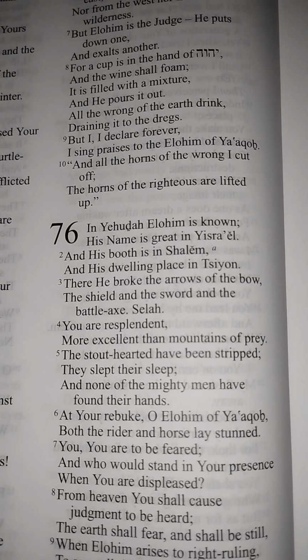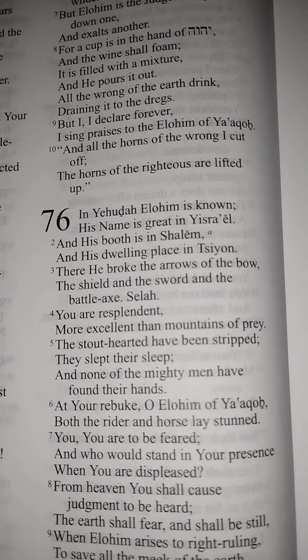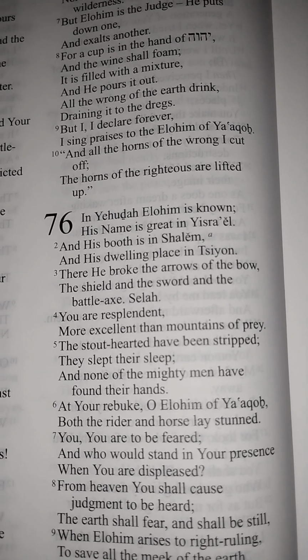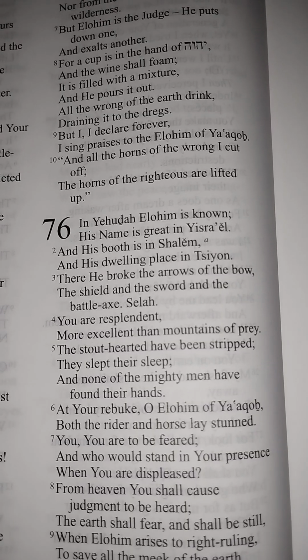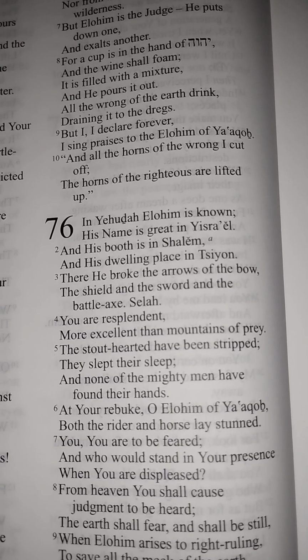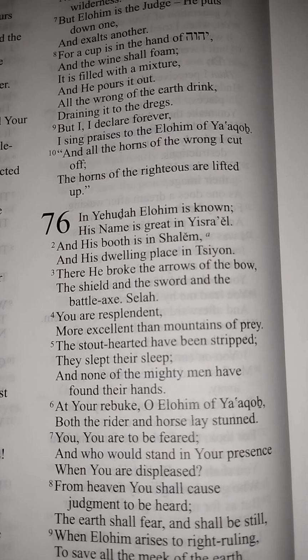Psalm 76. In Yehudah, Elohim is known. His name is great in Yisrael, and his booth is in Shalem, and his dwelling place in Zion. There he broke the arrows of the bow, the shield and the sword and the battle axe. Selah.